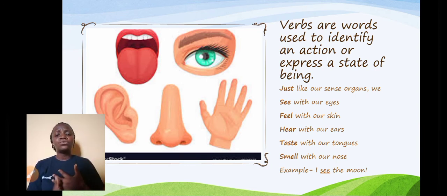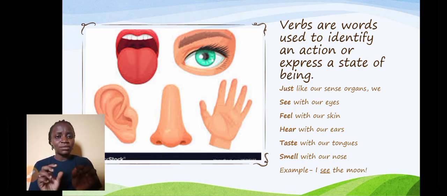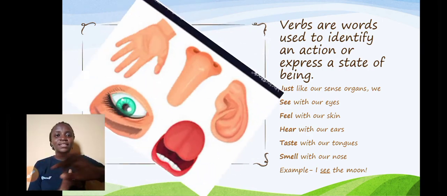We have so many other examples of verbs like talking, like writing. Any activity at all that you are involved in, it is an action and there is a word used to name them. Let's move to the next part of speech.